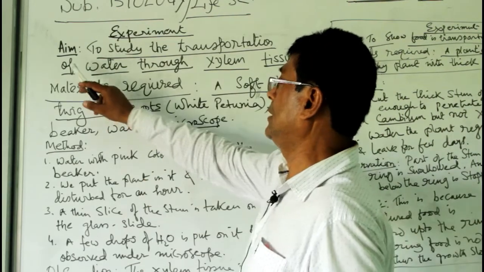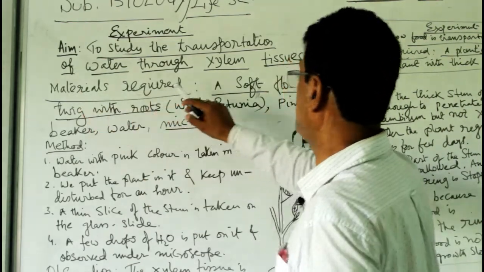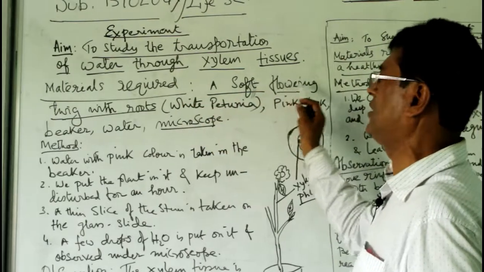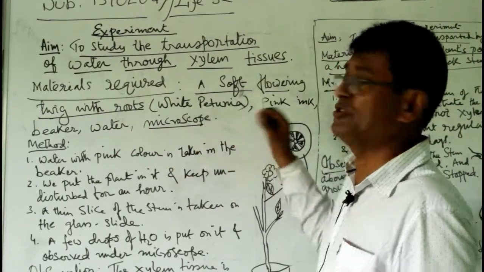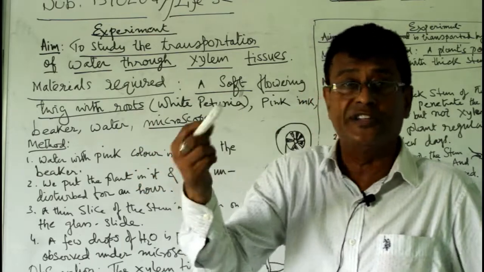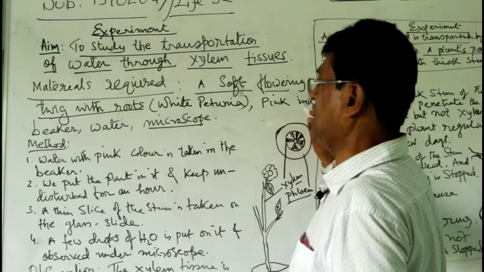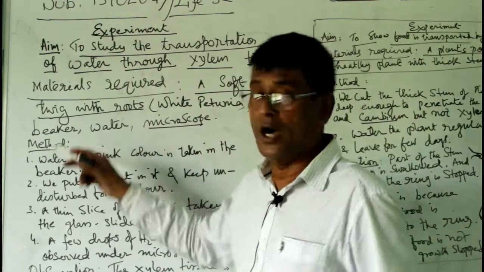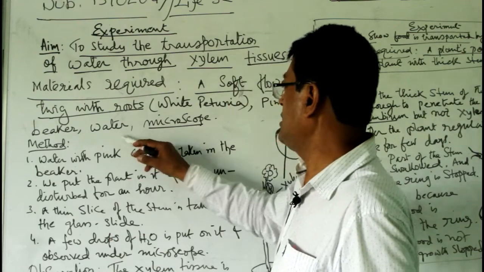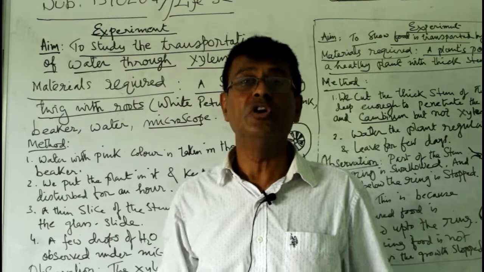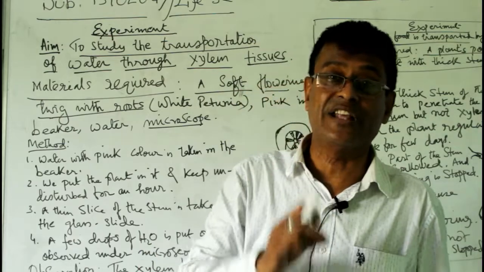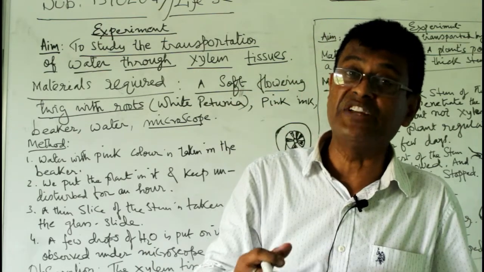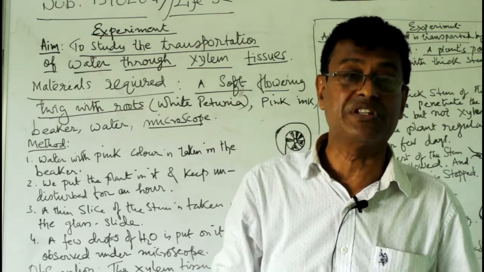The materials required for this experiment are a soft flowery twig with roots, preferably white, because white can be colored easily. Pink ink is also required, a beaker, water and a microscope, because without a microscope you cannot see the cells. They are very tiny and can be magnified with the microscope, so you can see properly.